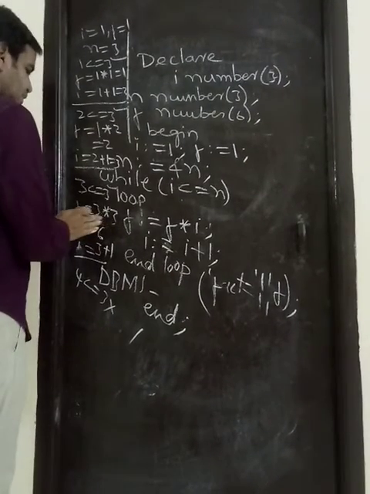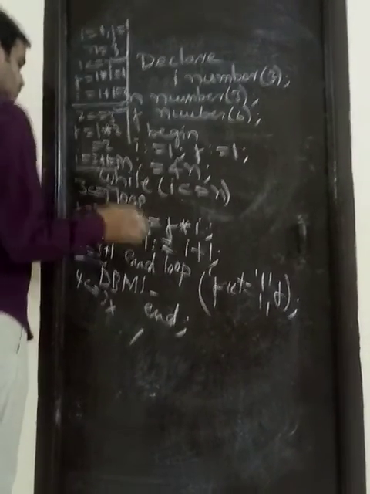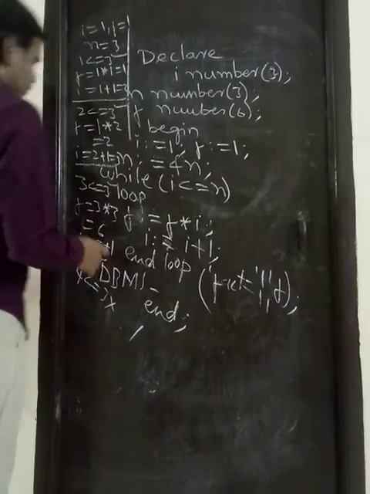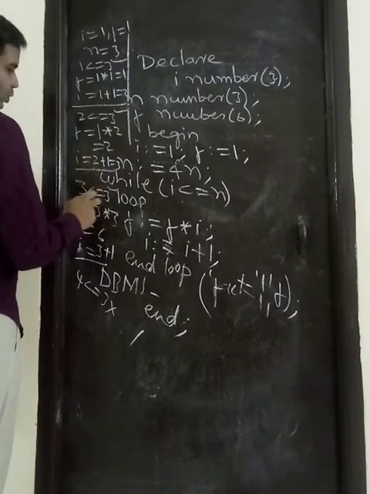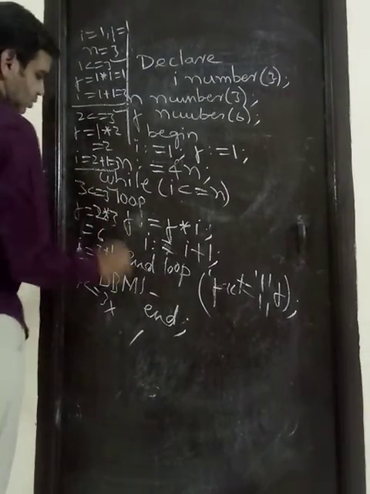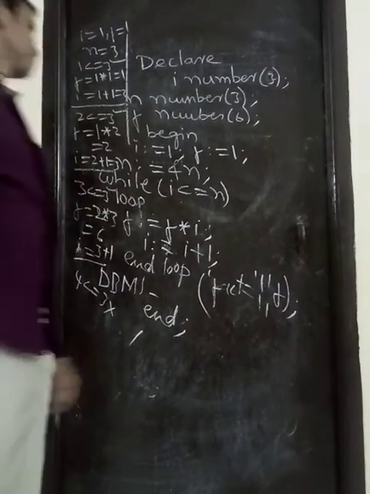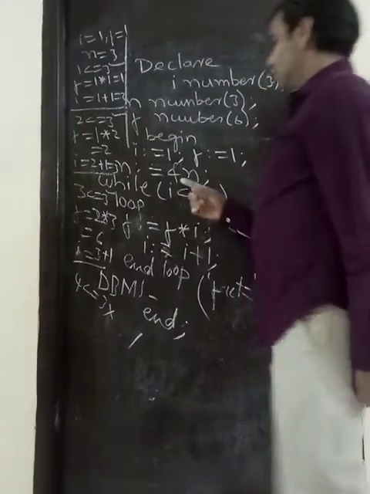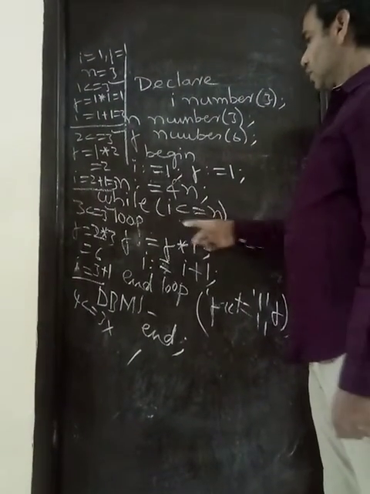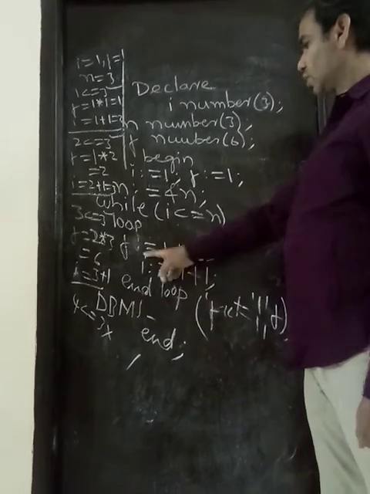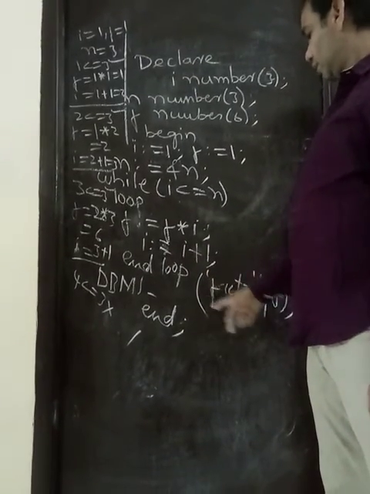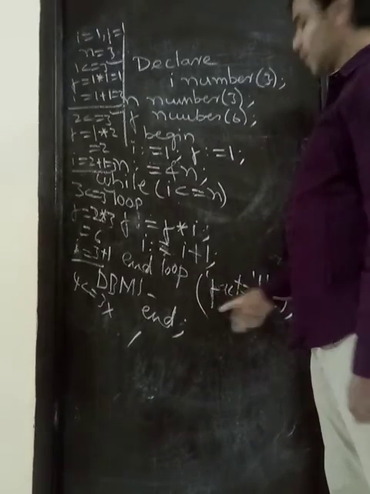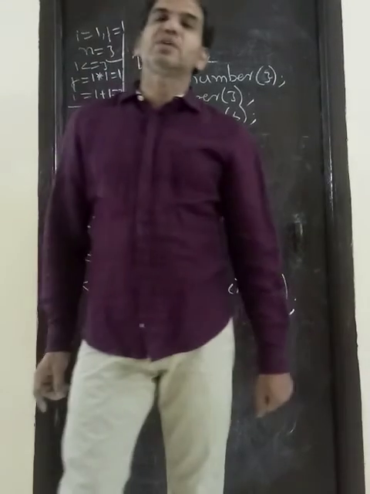So this is 1 into 2, then 2 into 3 is equal to 6, it will display output 6. See, first initialization, then we are asking for a value at runtime, while I less than or equal to n, condition is true, f is equal to f into I, then I plus plus, end loop. After ending, dbms_output we are displaying the factorial, then end. Okay, so this is about factorial of a given number using while loop.